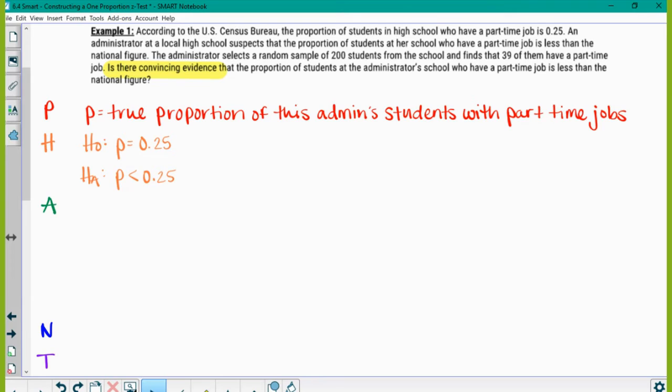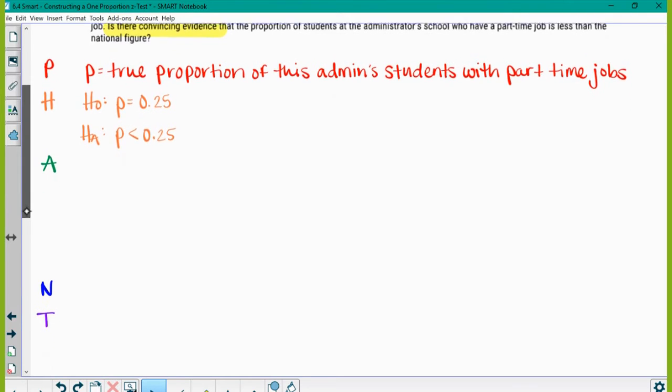Now, the reason why it's so important that we define p is because you're telling them words within your null and your alternative, so that you don't have to write out fully thought out hypotheses every single time. You're giving them what p means so they know what to plug into the null and the alternative.